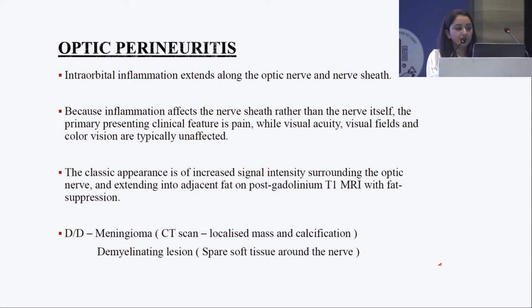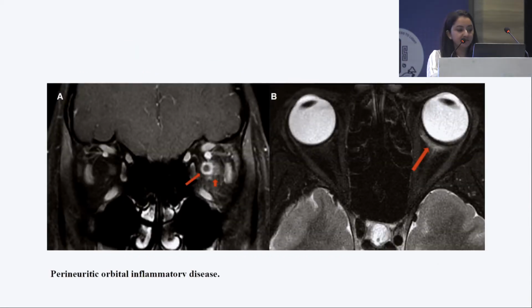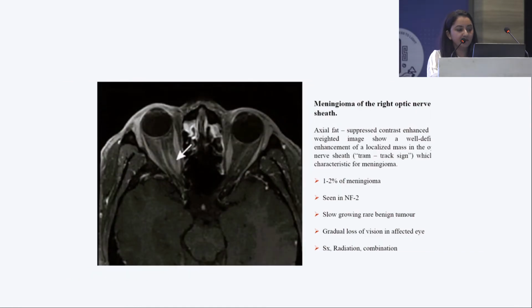Optic perineuritis is intraorbital inflammation that extends along the optic nerve and the nerve sheath. Because inflammation is affecting the nerve sheath rather than the nerve itself, the primary presenting feature is mostly pain, while vision, visual fields, and color vision are typically unaffected. The important differentials for optic perineuritis are meningioma and demyelinating lesions. Meningioma can be differentiated on the basis of a CT scan. This is a picture of a perineuritic orbital inflammatory disease, and this is how we differentiate it from the meningioma of the right optic nerve sheath.